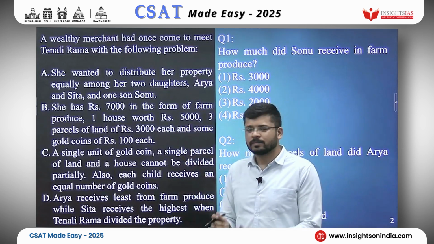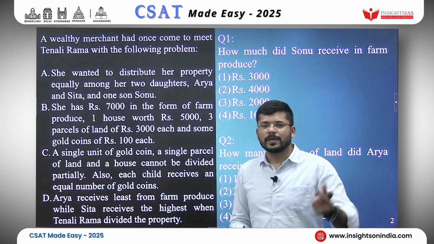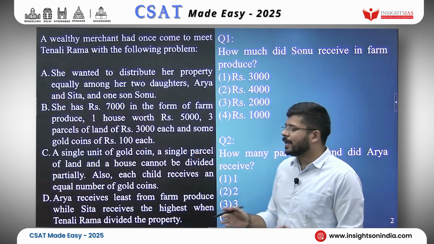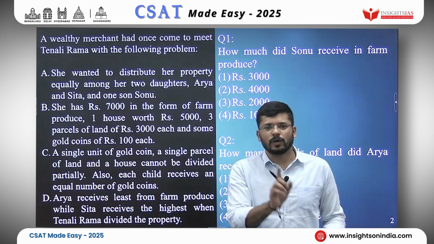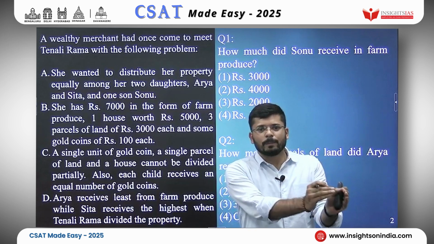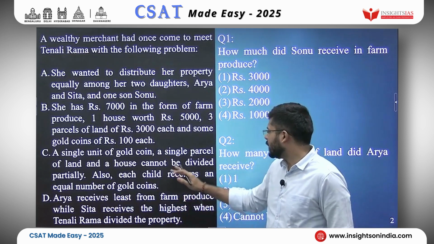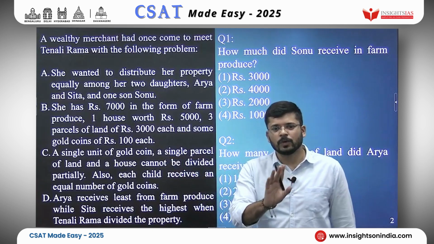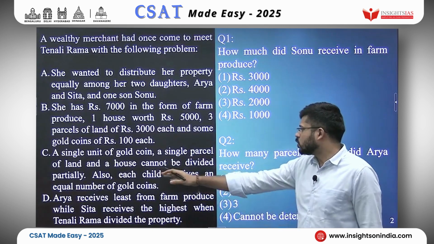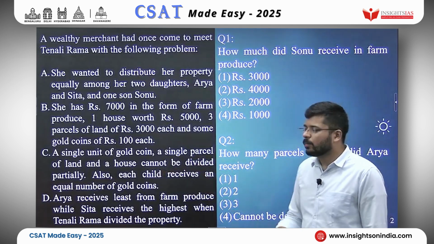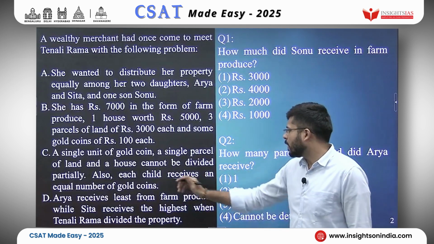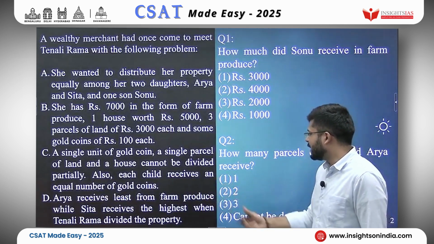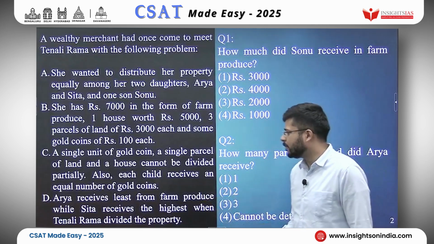A single unit of gold coin, a single parcel of land, and a house cannot be divided partially. So you can give a gold coin to a person, but you cannot break a gold coin and give it to two of them. A single parcel of land you can give to only one person, and the same applies to the house. The house should be entirely given to one child only. Also, each child receives an equal number of gold coins. Arya receives the least from farm produce, while Sita receives the highest when Tenali Rama divided the property.